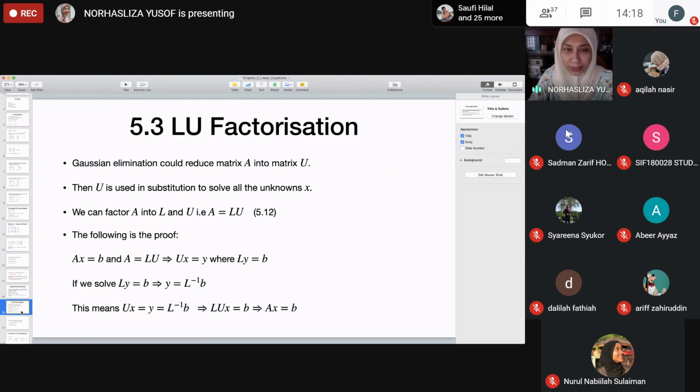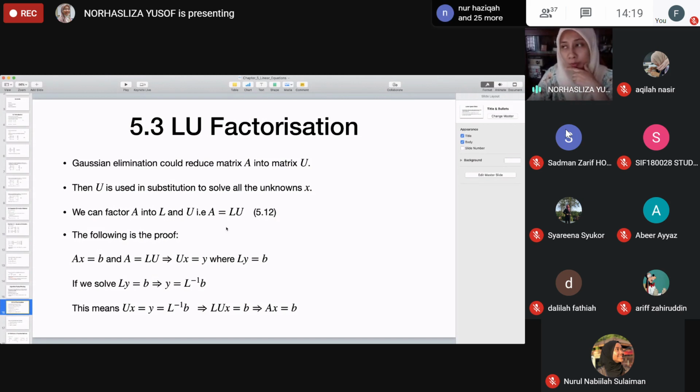The another word for reduce, we call it decompose. If not equivalent to A, then somehow your reduction or decomposition might be something wrong. Okay, so that's why you can see that we have to prove A equivalent to LU 5.12, right?